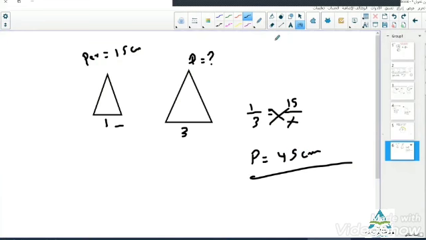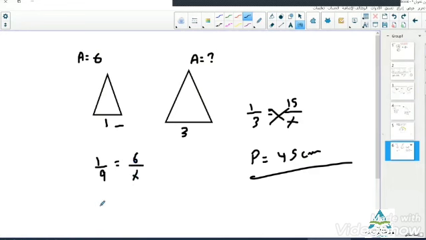What if I'm talking about area? If I said the area here is, let's say, 6, and I need to find the area here. You will not use the ratio 1/3, Ahmed, because the ratio between areas is different. You're going to use the ratio 1/9. So it's going to be 6/x.